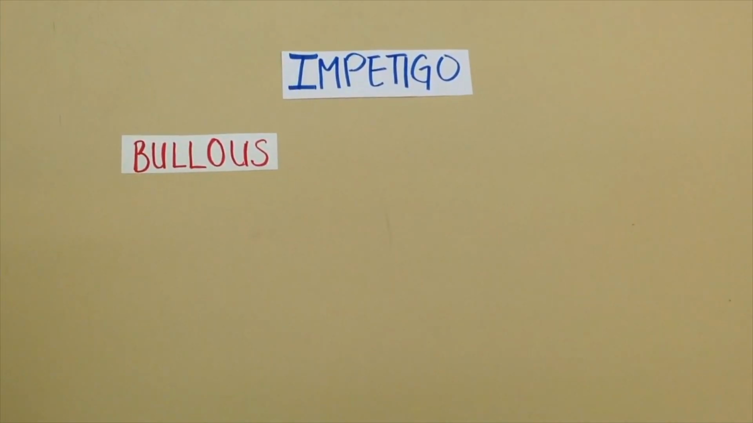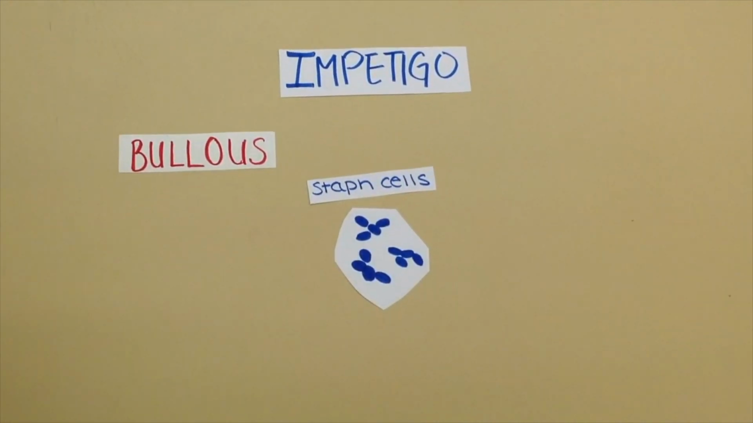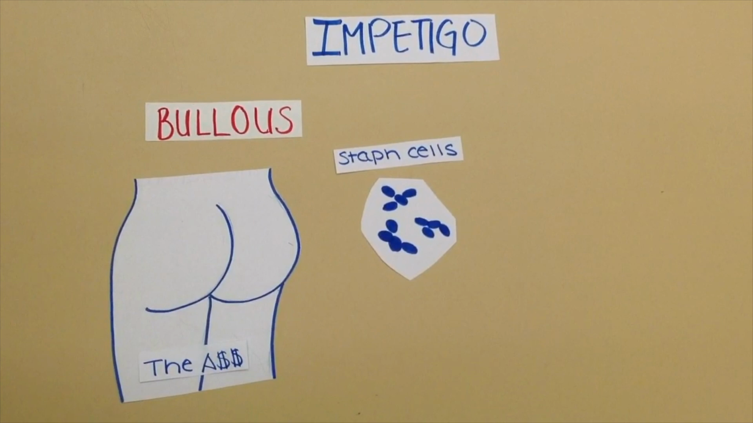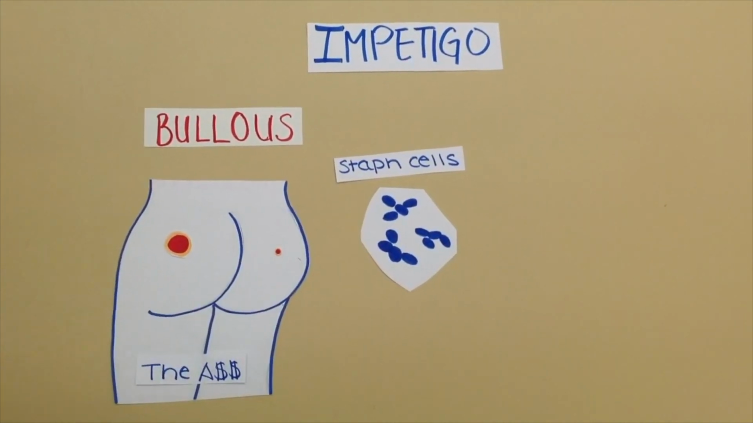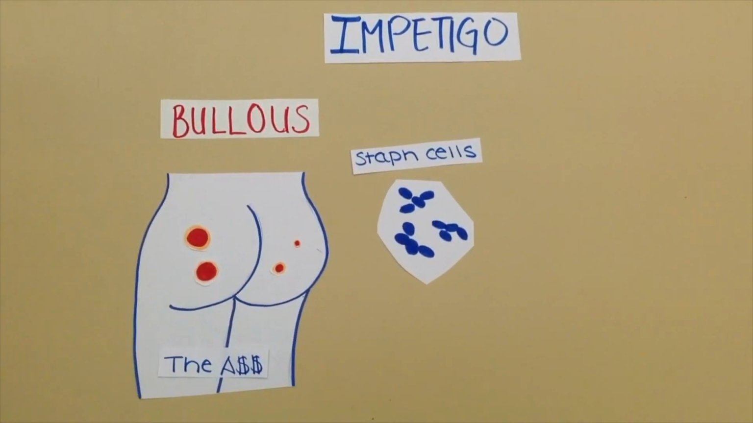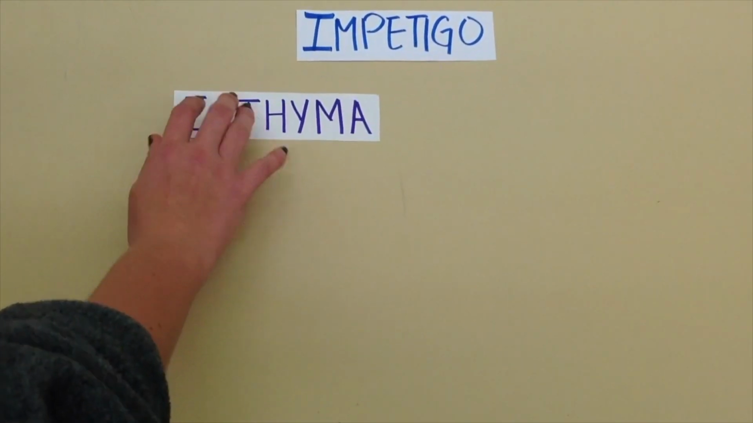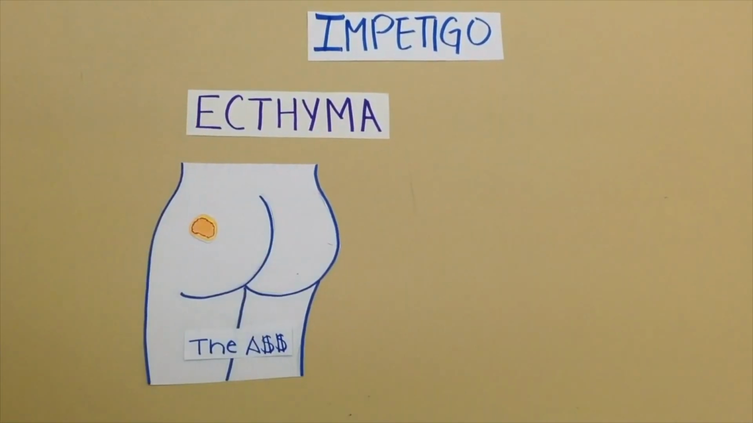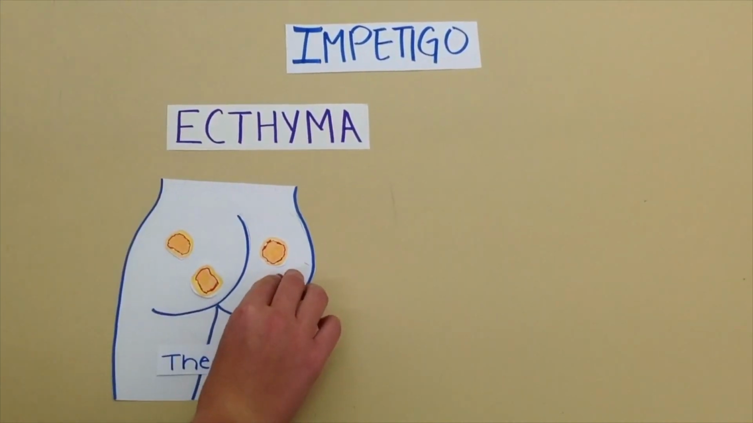The second type, bullous, is caused by staph bacteria and is found in the butt or trunk area. In this case, the area. The sores cause a separation between the epidermis and the dermis. The third type, ecthyma, has similar sores to the non-bullous and is the rarest type.